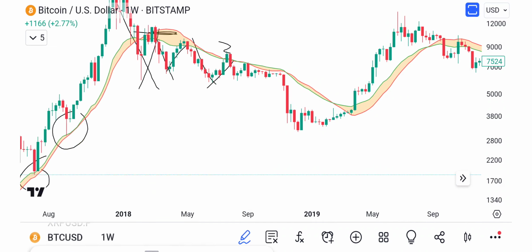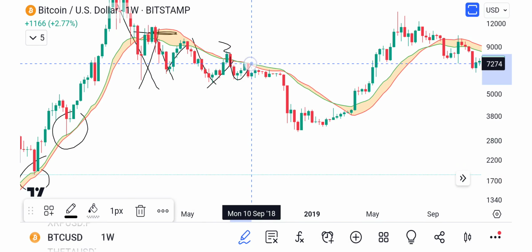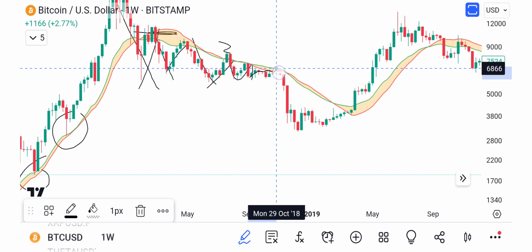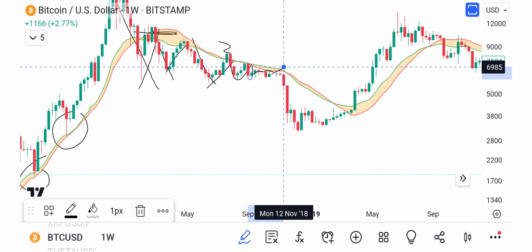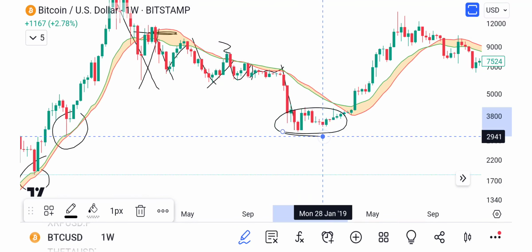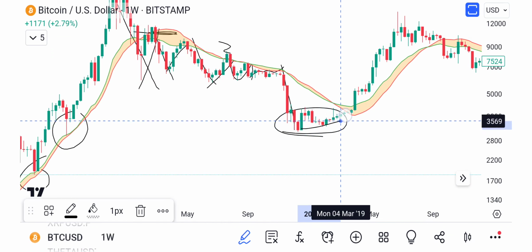Then what happened? We came down again, tested it again, couldn't get there. Came down again, tried again, test. Finally, just went boom, right? And then we went and established our base. Remember, the base is important. Establish a range, establish a base, establish accumulation, support. Then what do you do? You break out.